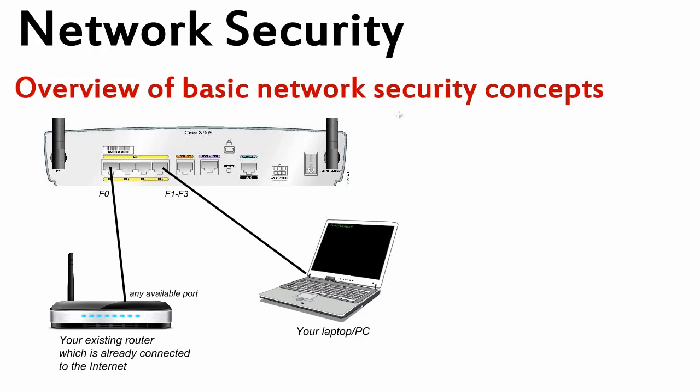The idea for this lab is to browse the internet using this router. As you can see, F0 is connected to my existing router, and this is like your ISP, and laptop is connected to port F3. We will start from scratch. There is absolutely no configuration on this router. We'll have to assign IP addresses, enable telnet, SSH, and because this is network security training, we are going to add a zone-based firewall.